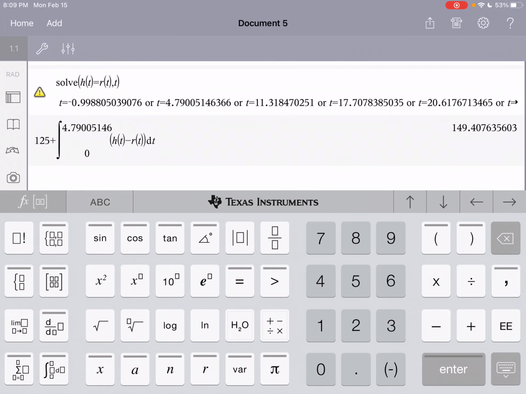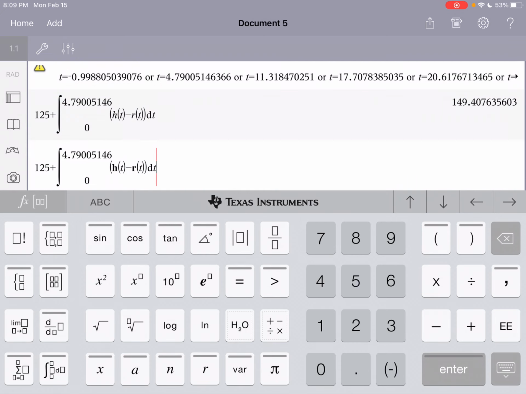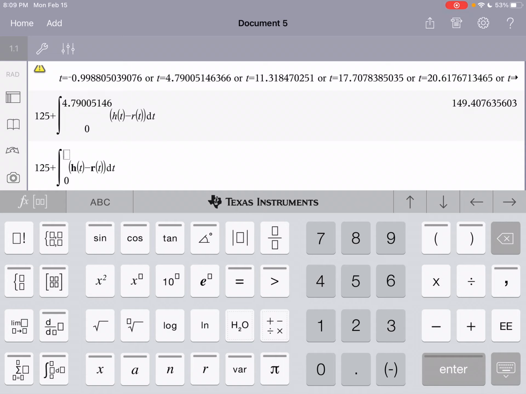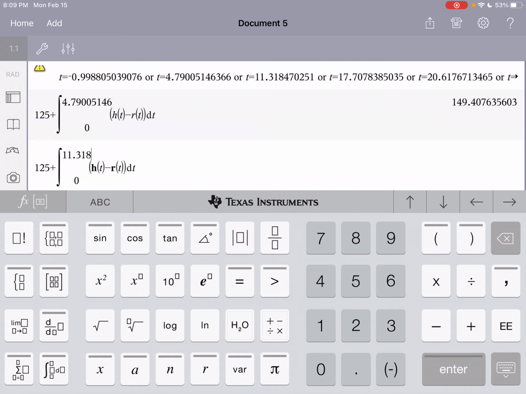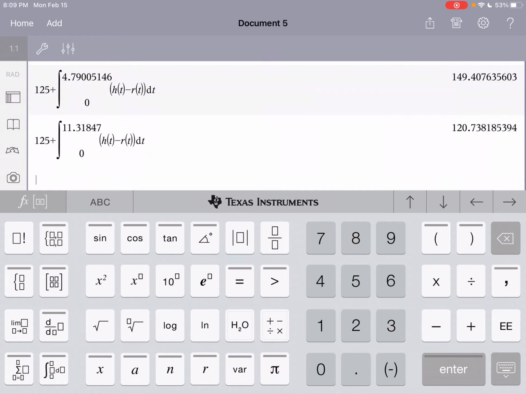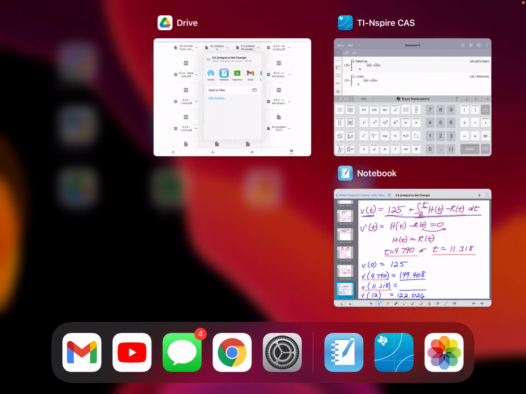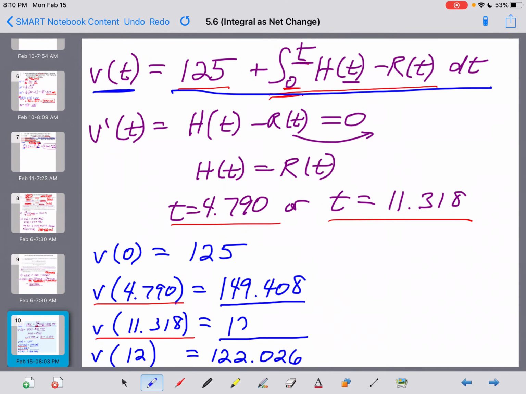Now, I can save a little bit of time and effort. I can just hit up, and then hit enter. That copies and pastes the last equation, and everything is the same except for that upper limit of integration, that instead of 4.79 blah blah blah is going to be 11.318, and let's type in a few more places, 470, there we go, and we'll hit enter there. Okay, 120.738.